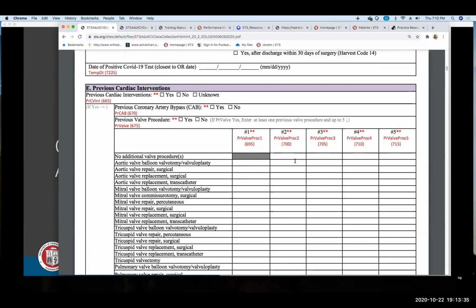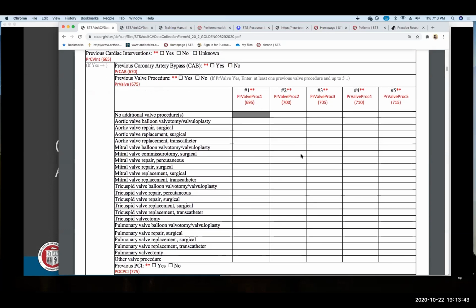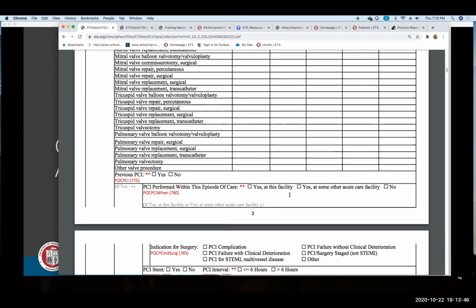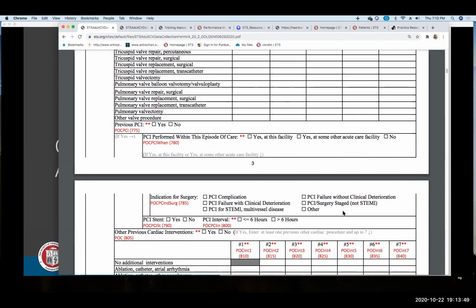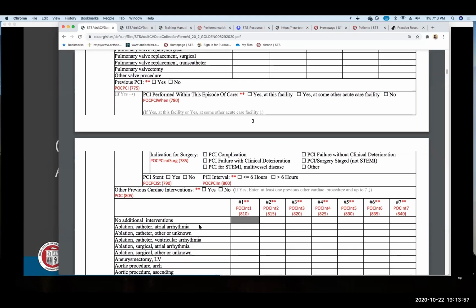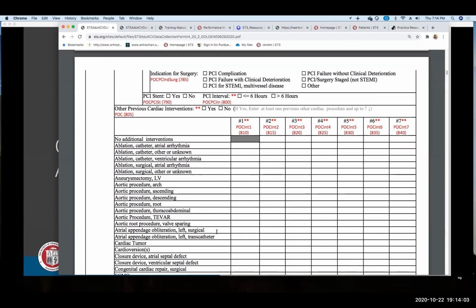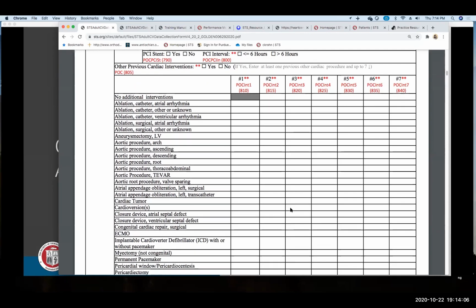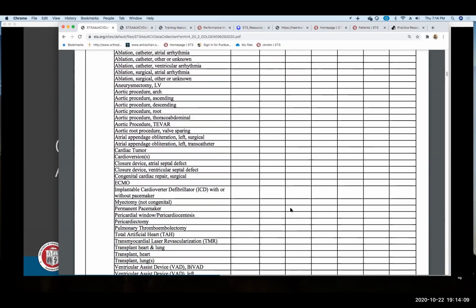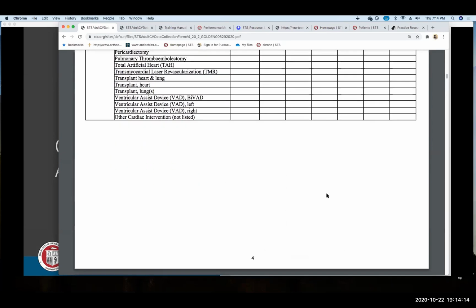We then collect information on previous cardiac interventions, and we get down to any previous cardiac interventions, previous valves. We get granular in that section, and then previous PCIs and when those PCIs were performed. And if that PCI failure resulted in this current emergent or urgent procedure. And then other cardiac interventions, including ablations or procedures on the aorta, electrophysiology type procedures, and transplants, and VADs that sometimes go along with those transplants.